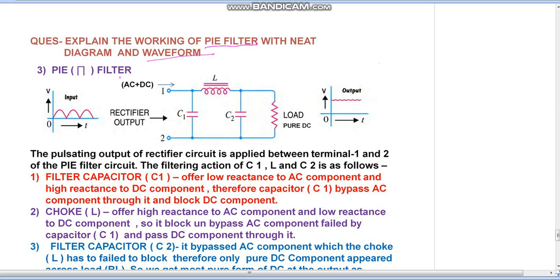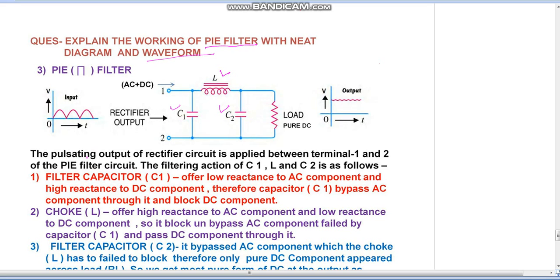In pi filter circuit, it is seen that two electrolytic capacitors, C1 and C2, and one inductor coil or choke L are used. So it is a combination of two capacitors C1 and C2 and inductor coil L. Inductor coil L is connected in series. Capacitors C1 and C2 are in parallel to the rectifier output.